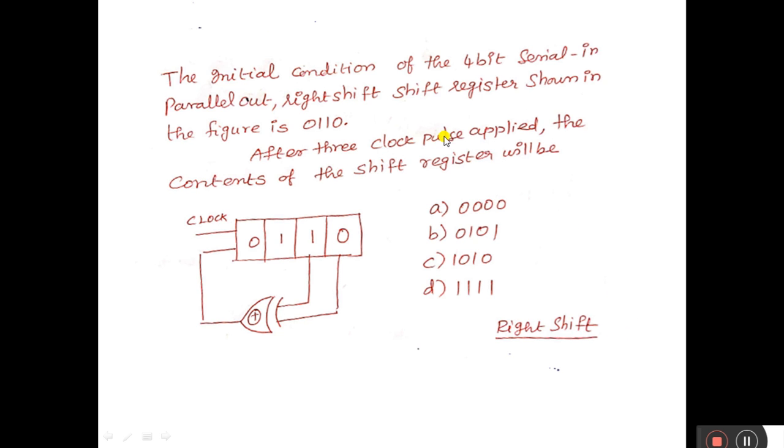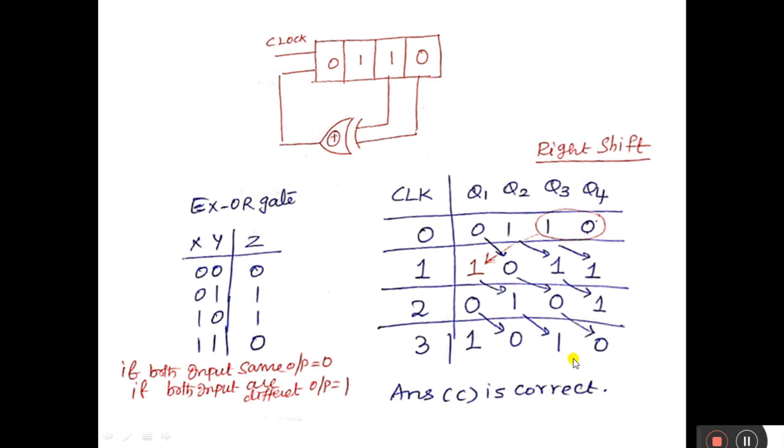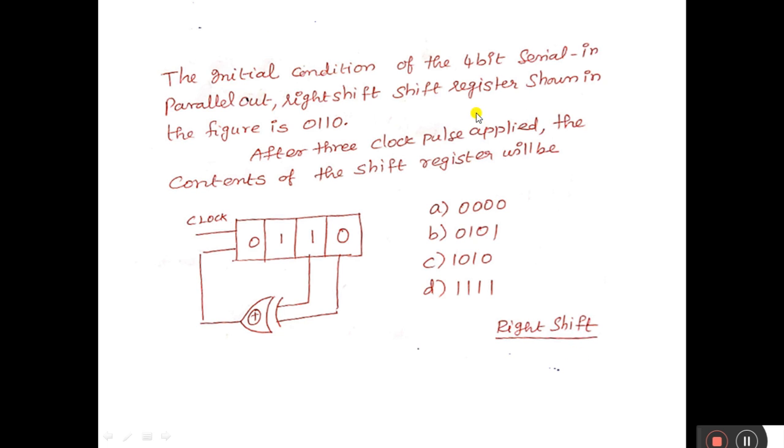After 3 clock pulses are applied, what is the content of the shift register? From the options we are getting 1010. So from the given options, option C is correct. 1010 is correct.